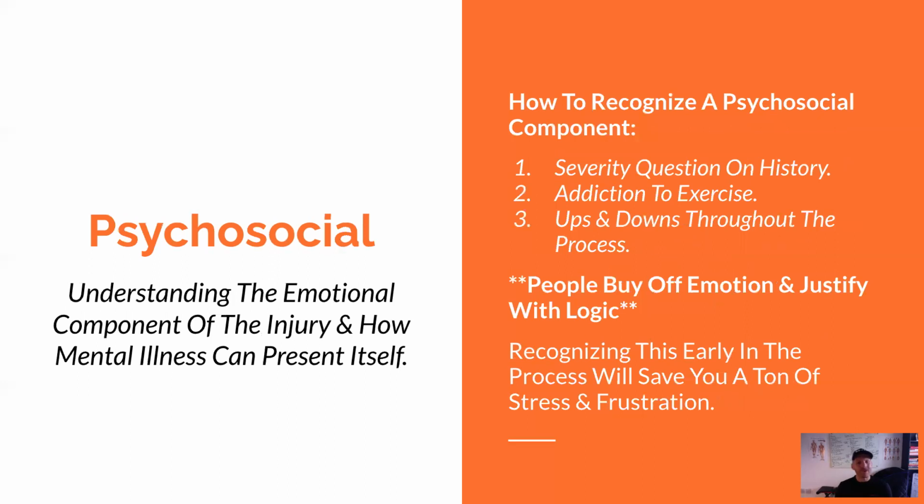Last one, psychosocial. Understanding the emotional component of the injury and how mental illness can present itself. I've learned a lot about these over the years. When someone is just going through a lot, or they might just be batshit crazy, and that's okay. They say 5% of the population has some severe type of mental illness, and just recognizing it. So how do I recognize it?